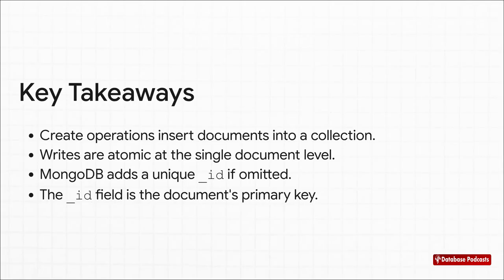All right, let's nail down the essentials one last time. Create operations mean you're adding documents to a collection. Every single write is atomic at the document level, which keeps your data safe. And you never ever have to stress about primary keys because MongoDB has your back with that automatic unique _id field if you forget it.